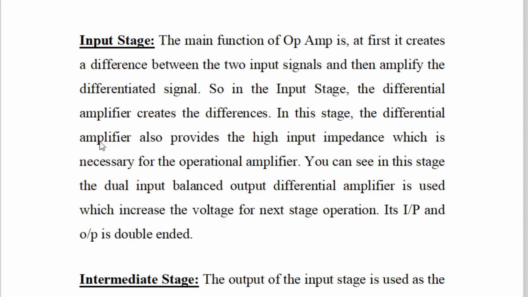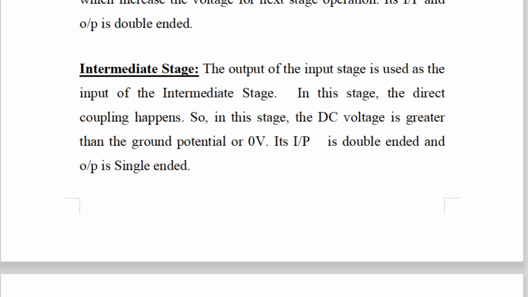So this is the information about the input stage. What does it consist of? Dual input, balanced output, differential amplifier. What is its function? Its function is to amplify the difference between the two inputs and pass it to the second stage. What is its role? To offer the input resistance. Next, the intermediate stage. What is the intermediate stage? The output of the input stage, that is the first stage, is used as the input of the intermediate stage. So the first stage output is used as the input to the next stage.